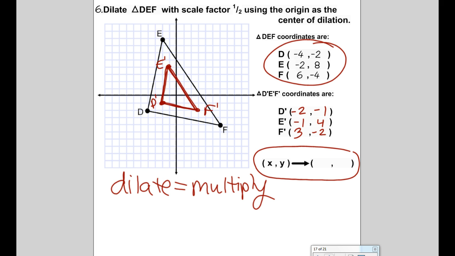What did we do to the x's? Nothing. Dilate equals multiply. We multiplied all of these by 1/2. We multiplied by 1/2, and we multiplied by 1/2. So the rule is 1/2 x, 1/2 y. We multiplied all the x's by 1/2, which is the same as dividing by 2. And then we multiplied all the y's by 1/2, which is the same as dividing by 2.